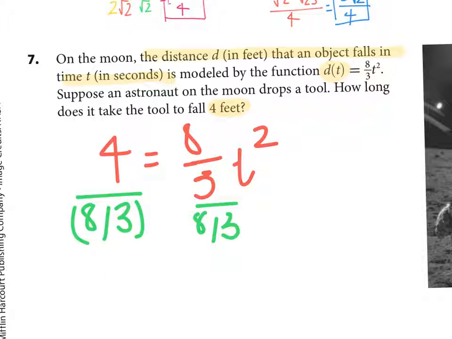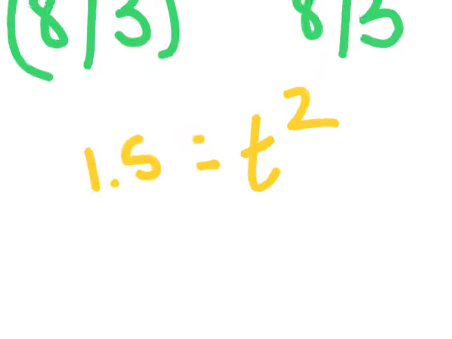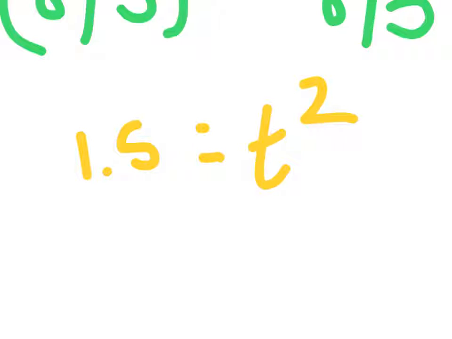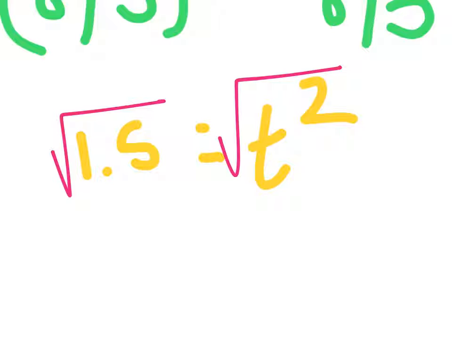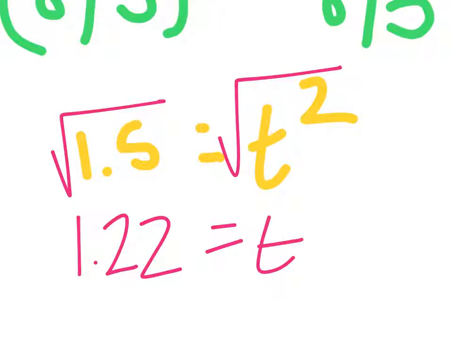1.5? Okay. So we get 1.5 equals t squared. This makes it easy. How do I solve this? I square root it. So I square root both sides. What is the square root of 1.5? Yeah, that makes sense. Okay, so it's 1.22. And it is always the positive and the negative form of that.